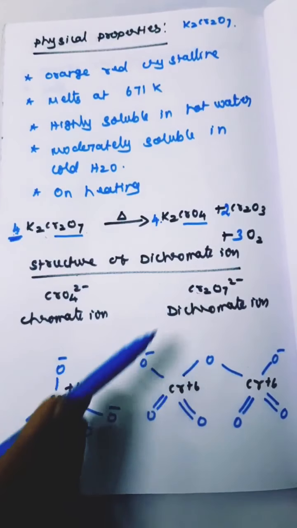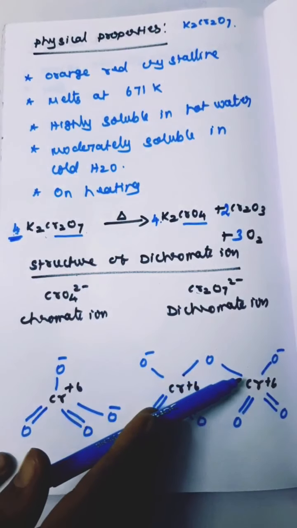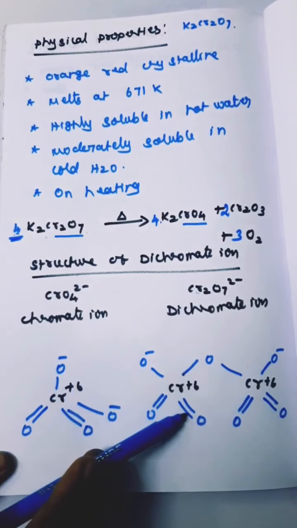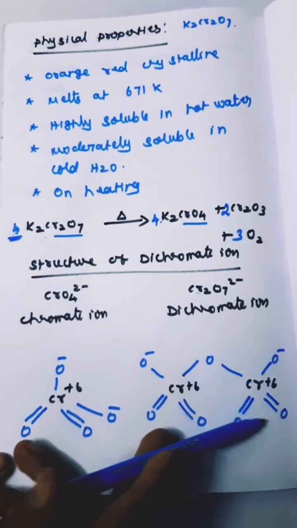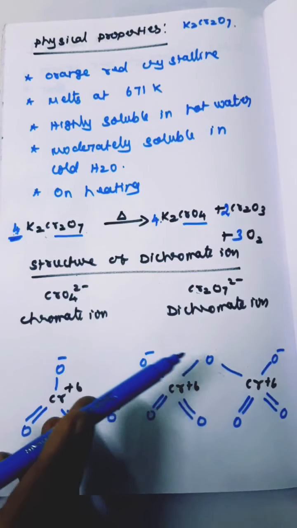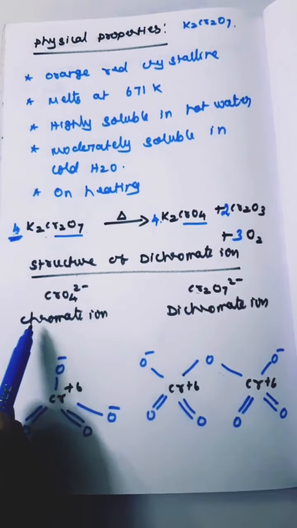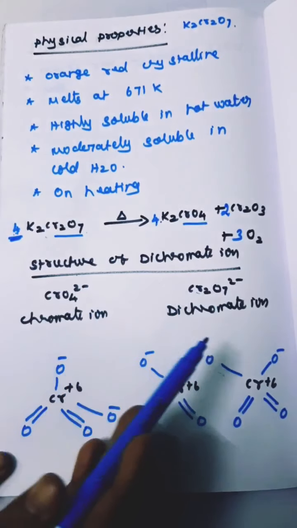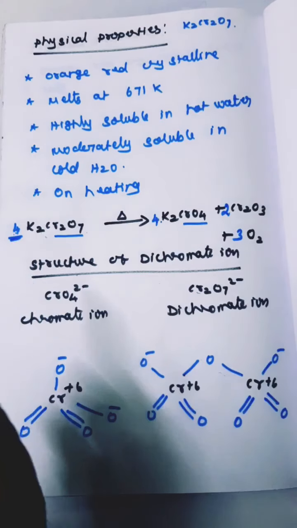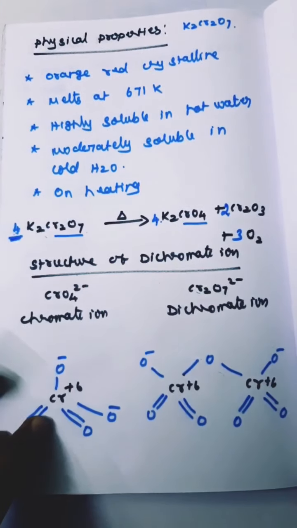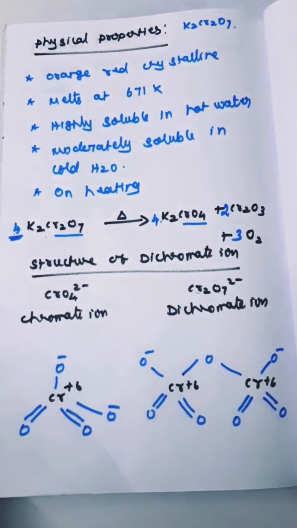In the dichromate structure, this one, Cr is connected to 1 2 3 4 oxygen atoms. This is also 1 2 3 and 4. One oxygen is common to both the chromium. So this is the structure for the chromate anion and the dichromate anion. In both the formulas, the chromium is in the +6 oxidation state. But this one is yellow in color and this one is orange in color.